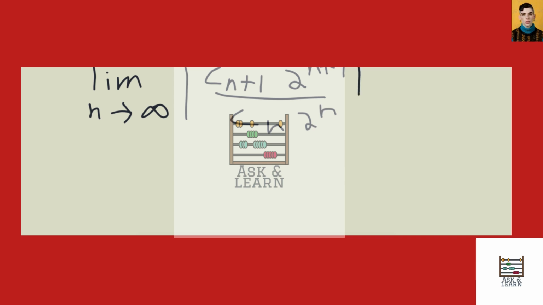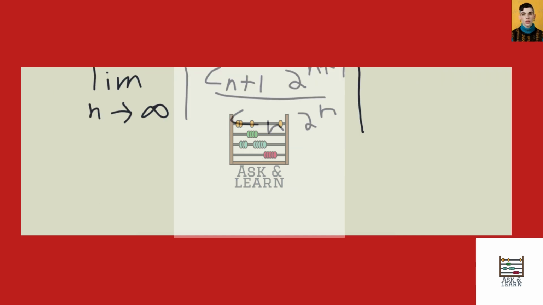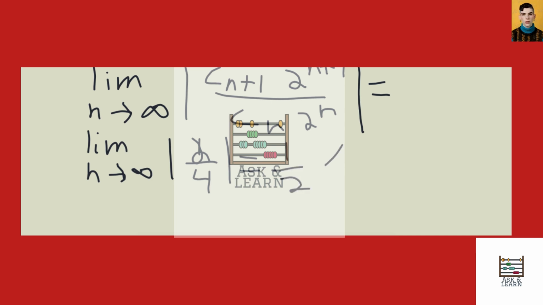Okay, and with the absolute value signs, we can forget about this minus sign here. So we can just treat it just like a regular 2. As we saw, Cn plus 1 over Cn is less than or equal to 1/4 in absolute value. 2 to the n plus 1 over 2 to the n is 2. So this is just 1/2, which is less than 1. So that is convergent.